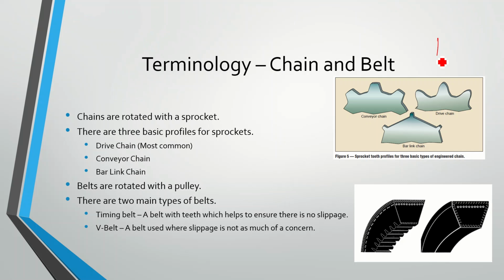So for chain and belt, here's your V belt, of course. This is a V belt. This is a timing belt or tooth belt. So for a chain, you've got sprockets. These are all sprockets. Notice the different profiles.